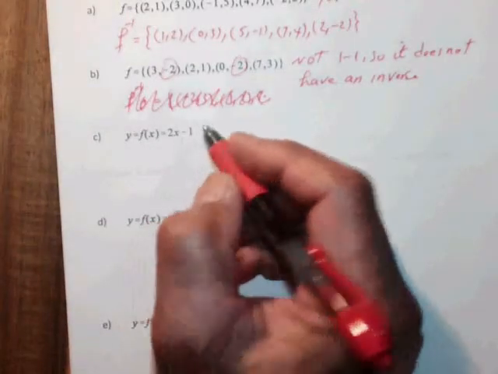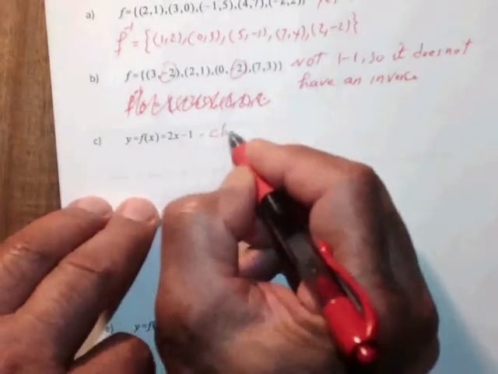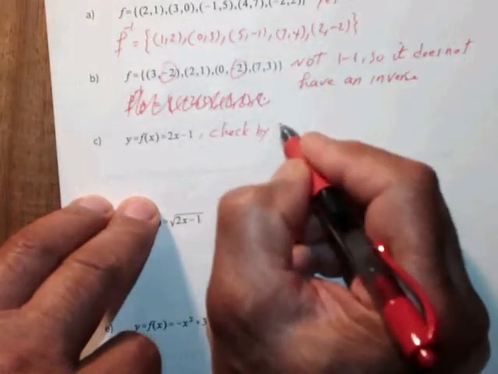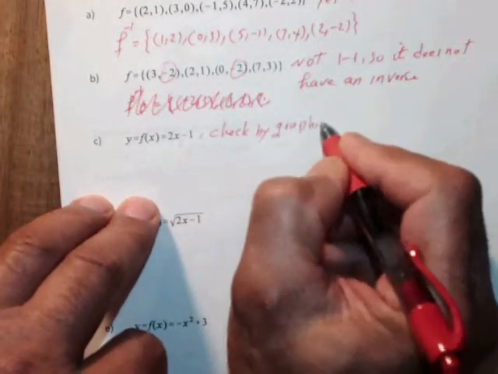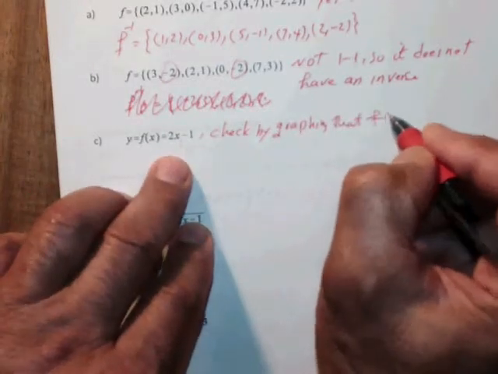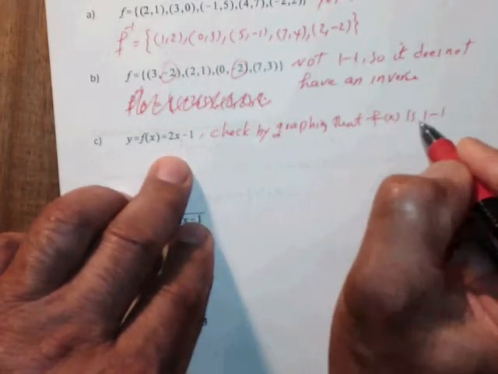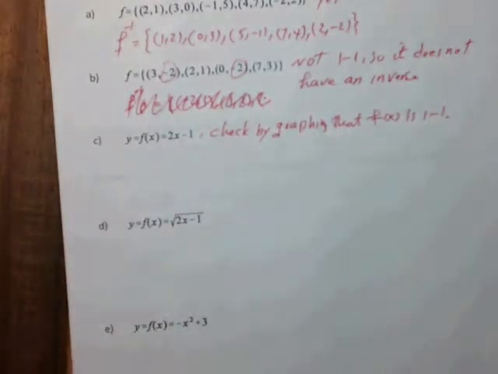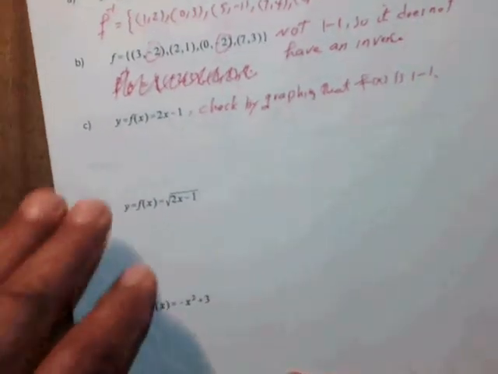Is this 1 to 1? Next example, I would say yes. Check by graphing that f of x is 1 to 1. So, no doubt about that, okay? Then how do I find the inverse?